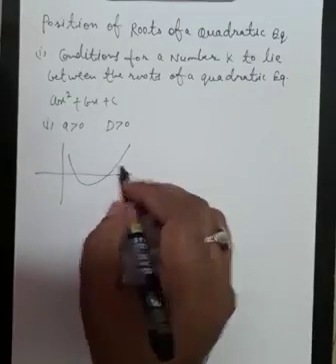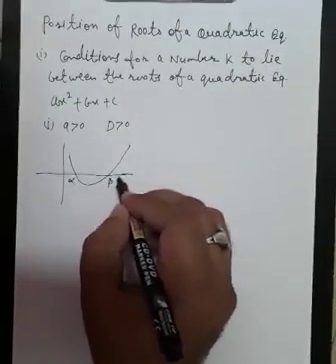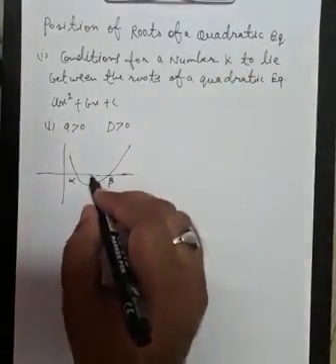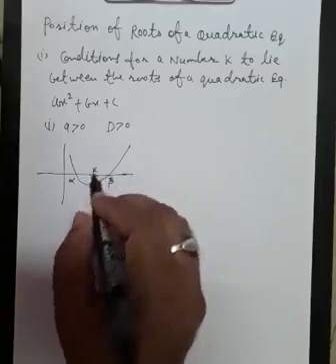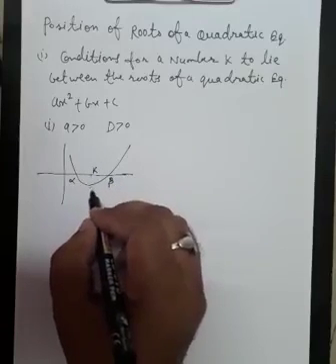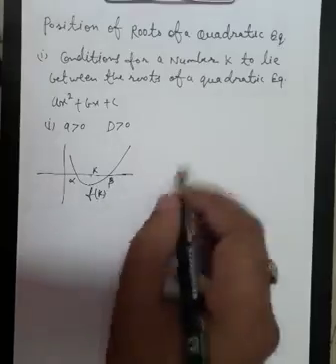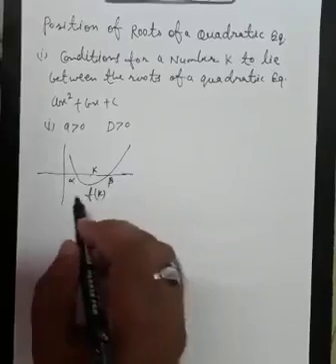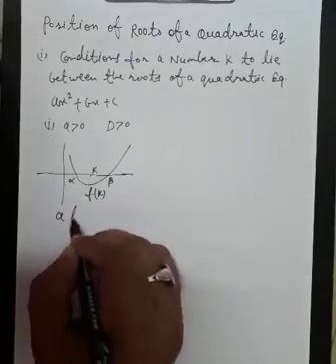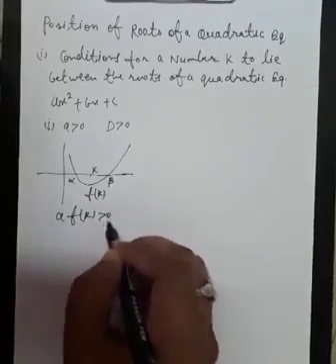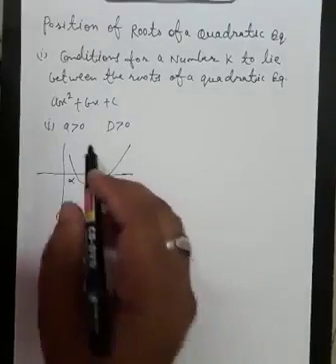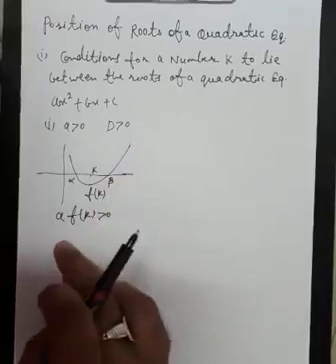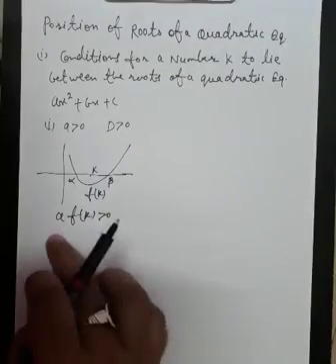The graph is somewhere, alpha beta are the roots, and the number k lies between the roots. K is somewhere here, then fk is here. From the graph here, a is greater than 0, then we can write a fk greater than 0. We get the conditions: if a greater than 0, then d greater than 0, as well as a fk greater than 0.